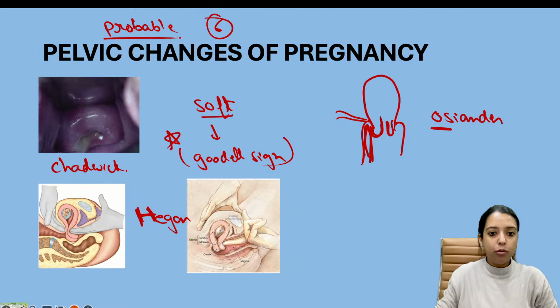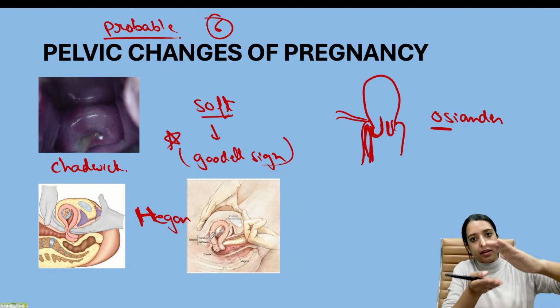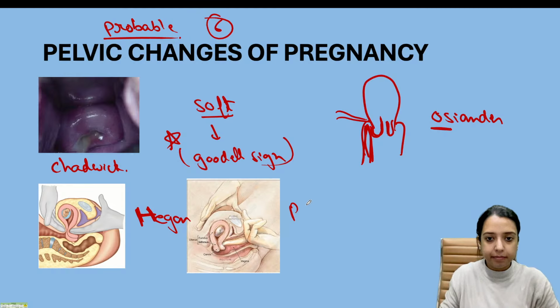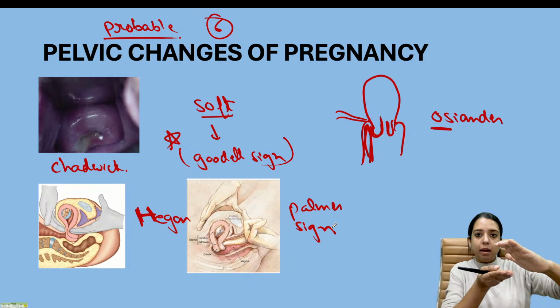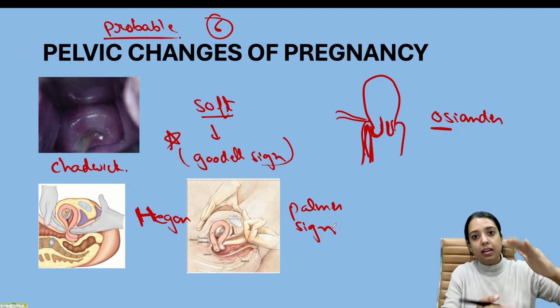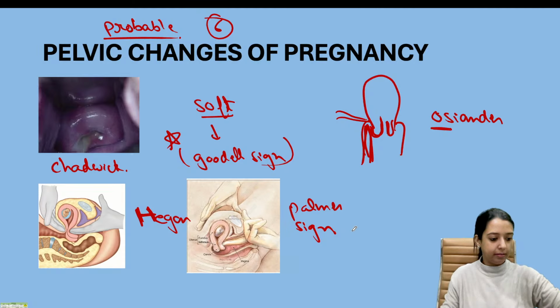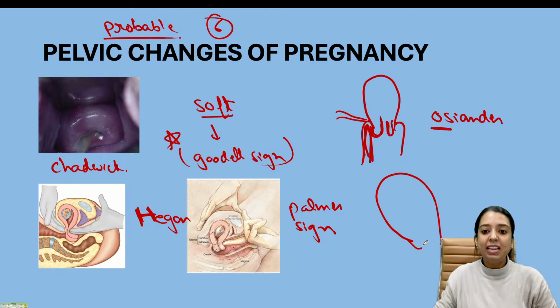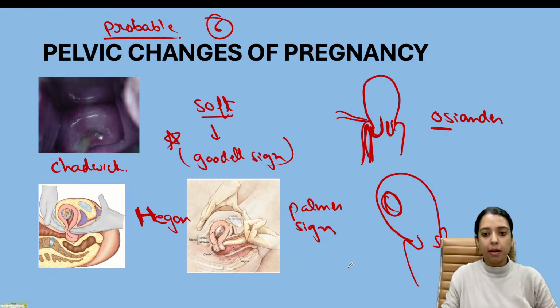Another similar sign is again a bimanual examination, but my fingers are not trying to approximate. My fingers are trying to cup something, to hold something in my palm. I can feel the contractions. Palmer sign. Palmer sign is when I do a bimanual examination and just hold the uterus, then I can feel the contractions. Last, lateral uterine enlargement because of the lateral implantation of the pregnancy. So lateral uterine enlargement starts happening. It is Piskacek sign.